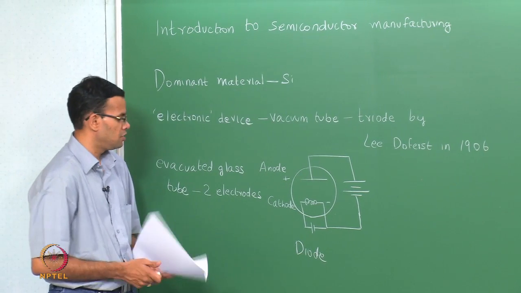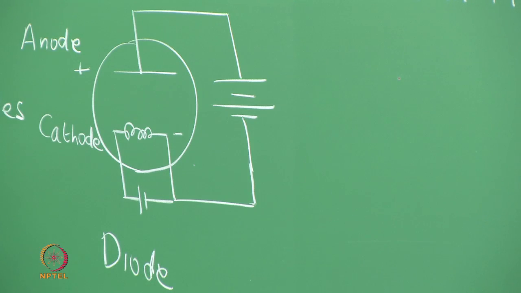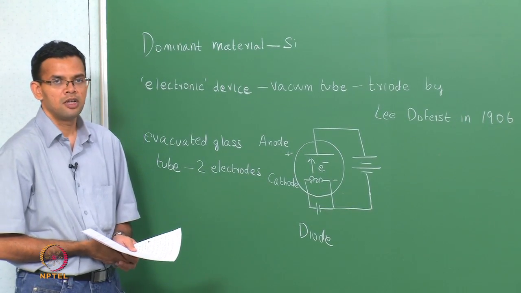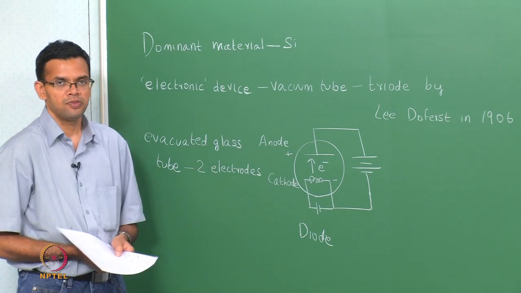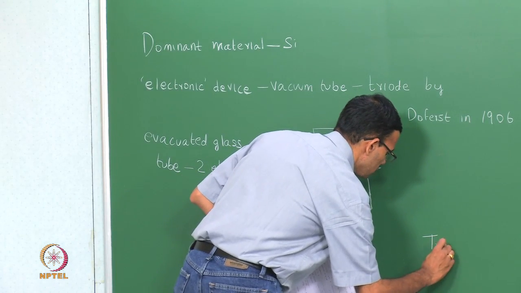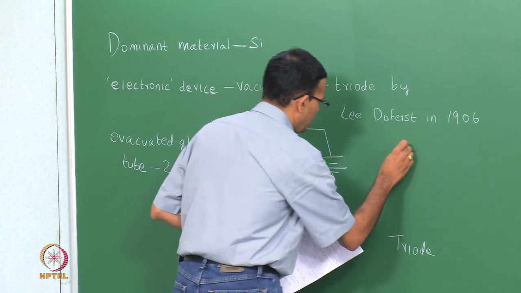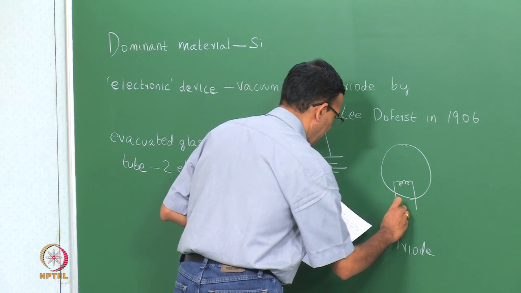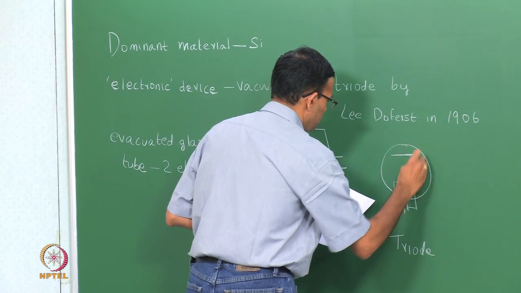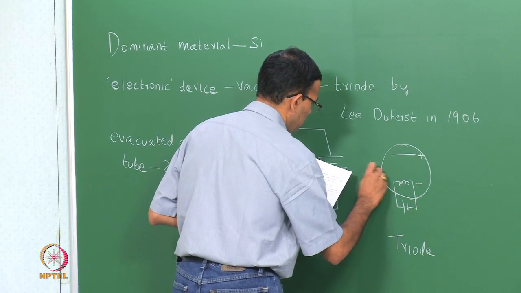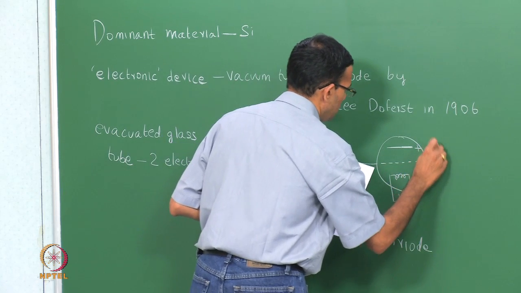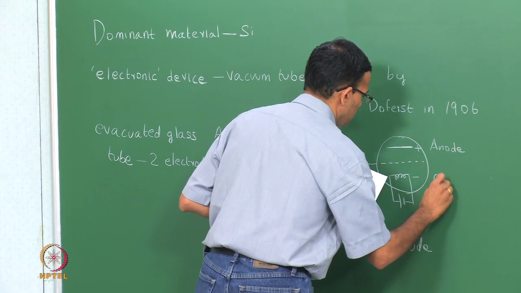By applying a current to the cathode, typically the cathode material is heated, so it is thermionic emission. Electrons are generated and these electrons are accelerated towards the anode, and that gives you the current. You can add another electrode to the system to form the triode. Once again you have the evacuated glass tube. There is a cathode, which is negative, there is an anode that is positive, and there is a third electrode that is the grid. So, grid, anode and cathode.